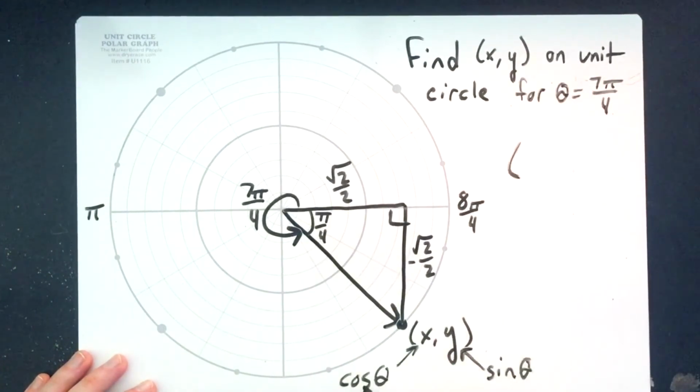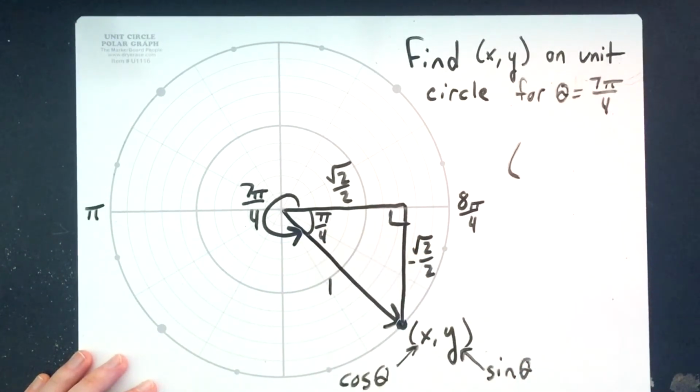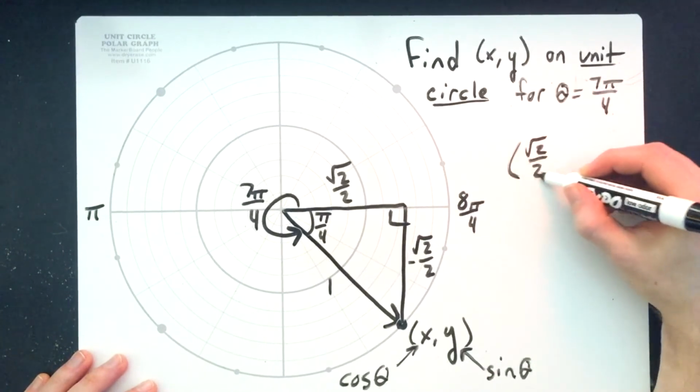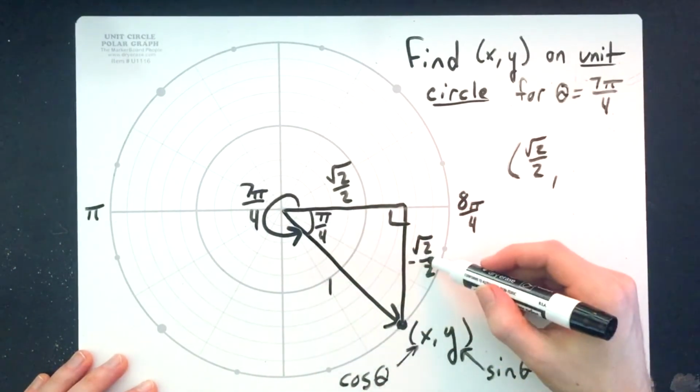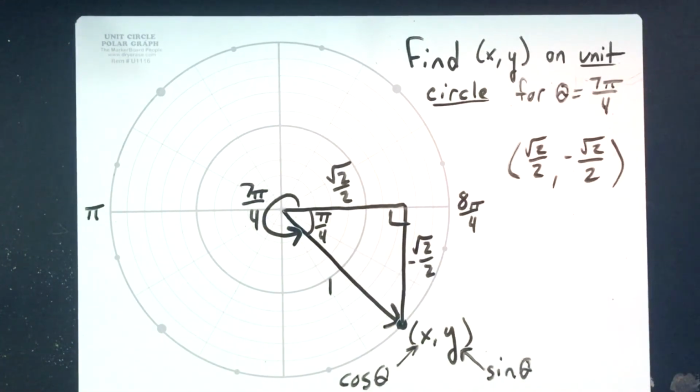So cosine of pi over 4 is adjacent over hypotenuse, and that would just be square root of 2 over 2 over 1. Remember, the radius is 1 since we're on the unit circle. All right, so x is just square root of 2 over 2, and the sine of pi over 4 would be negative square root of 2 over 2 over 1 since we're going down, and there's the y value.